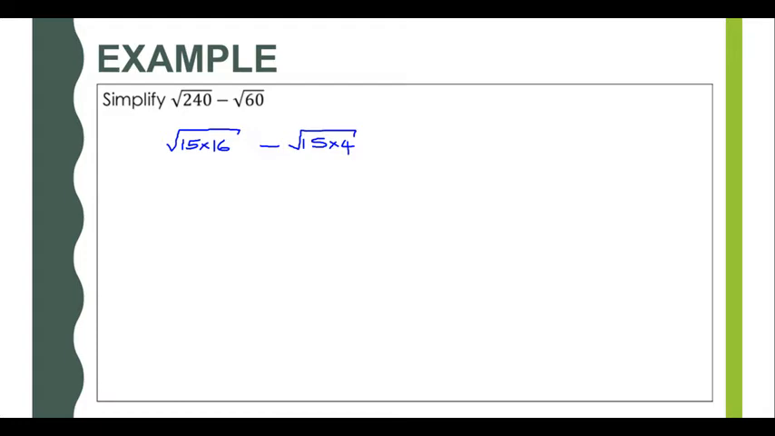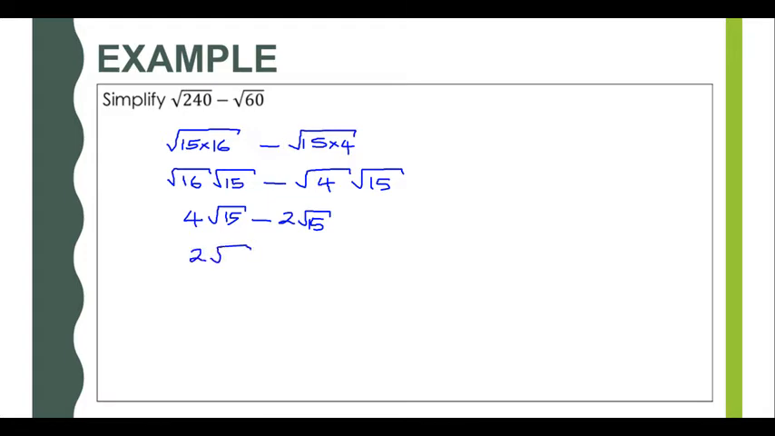We can then use our multiplication rule to split up these surds, and we can write it as the square root of 16 multiplied by the square root of 15, take away the square root of 4 multiplied by the square root of 15. The square root of 16 is 4, which gives us 4 root 15, and the square root of 4 is 2, so we get 2 root 15. And now, as the numbers in these square roots are the same, we can do the take away, and we end up with 2 root 15.